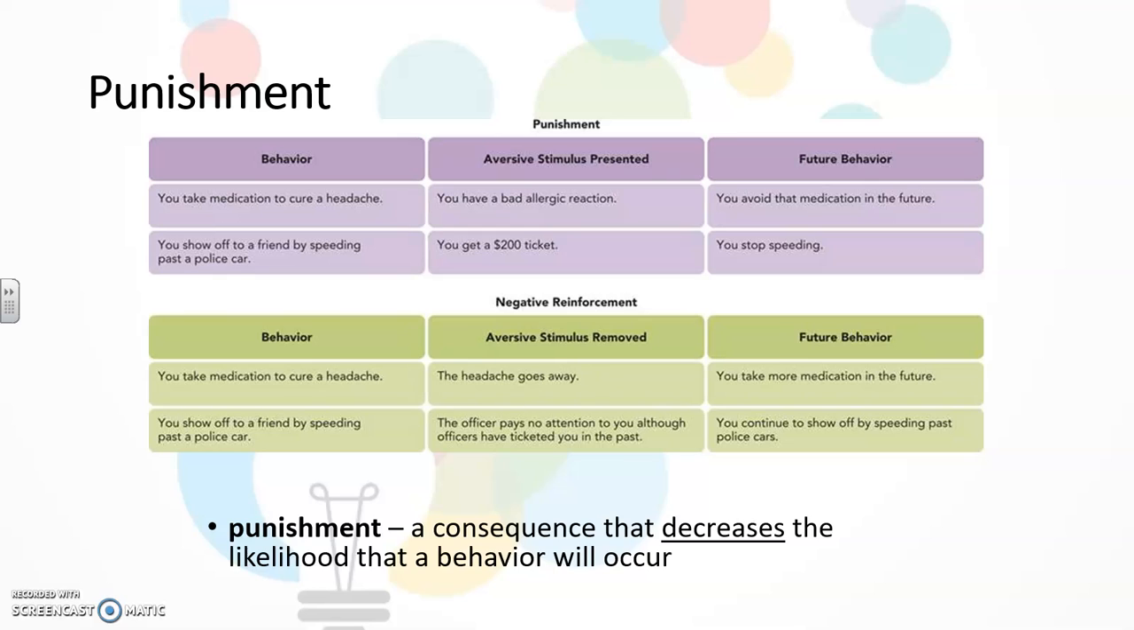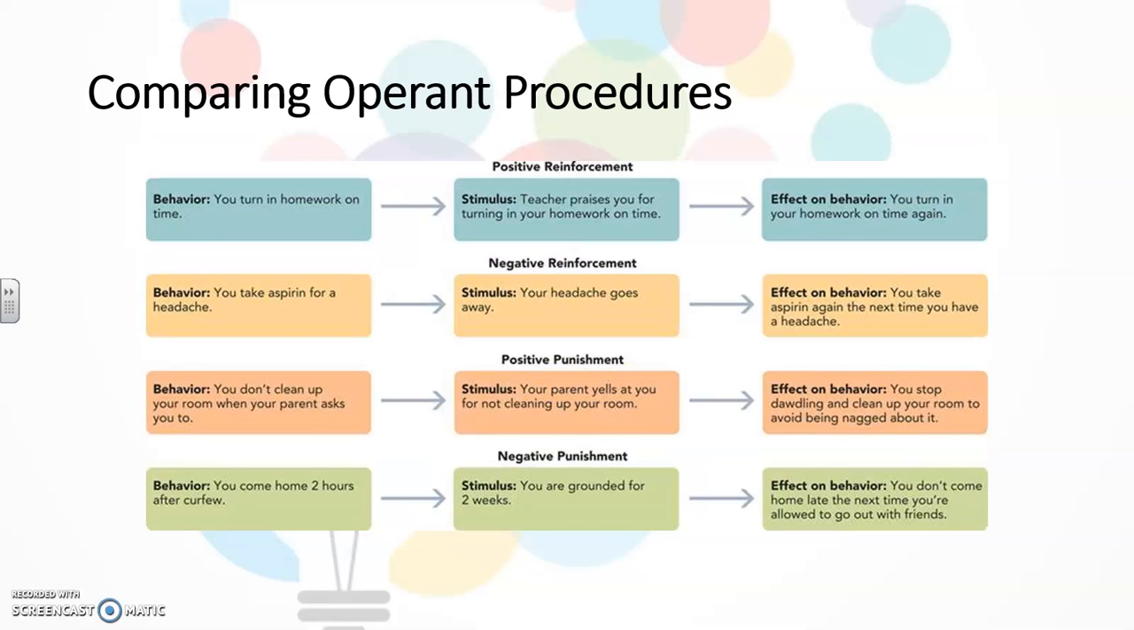Here's a couple more examples with punishment. You take medication to cure a headache. Positive punishment, something's being added, you have an allergic reaction. Negative reinforcement, the headache goes away, so it's leaving, so you want to take more of that in the future. So same scenarios, but with positive or negative punishment, they play out different ways. Here are examples of positive reinforcement. Next two are positive punishment. Just take a moment to read those.